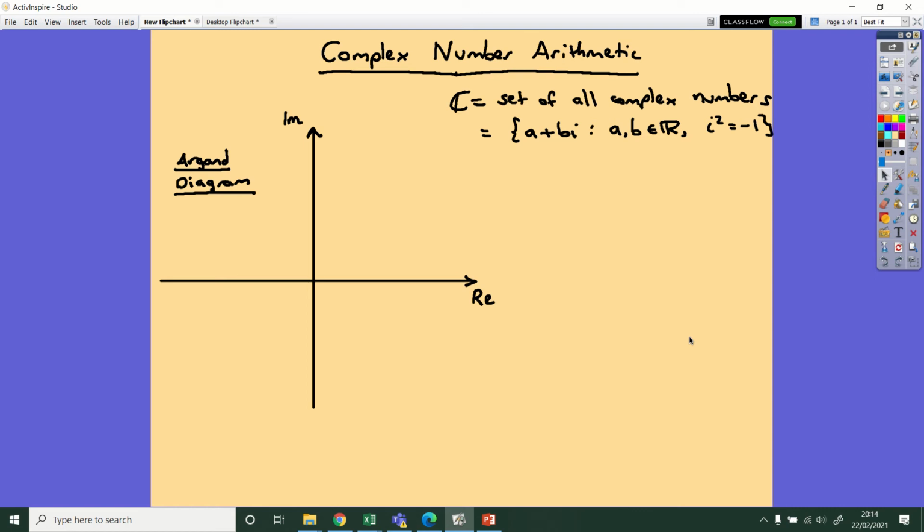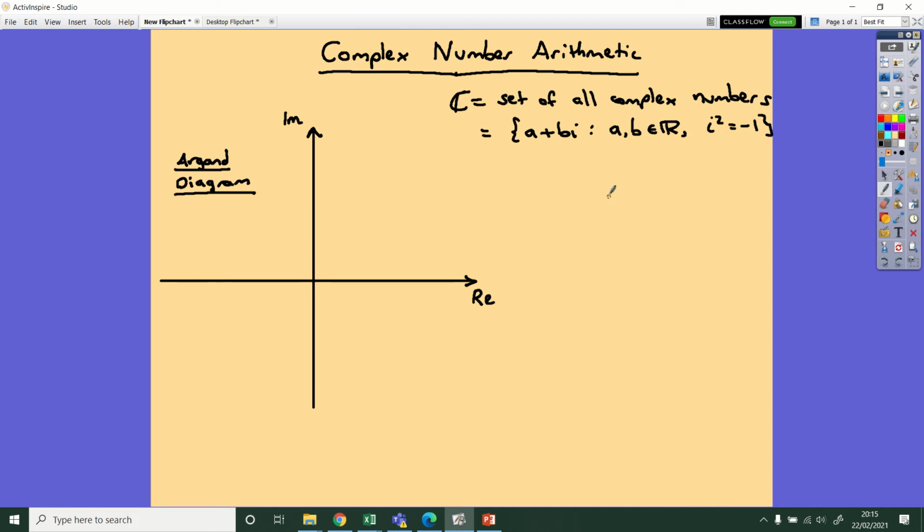So I'm going to start off by doing a bit of set theory as to how we describe complex numbers. The set of all complex numbers is given by this blackboard capital C, which can be described like this. It's the set of all numbers of this form, a plus bi, where a and b are real numbers, and i is this imaginary unit that squares to make -1.